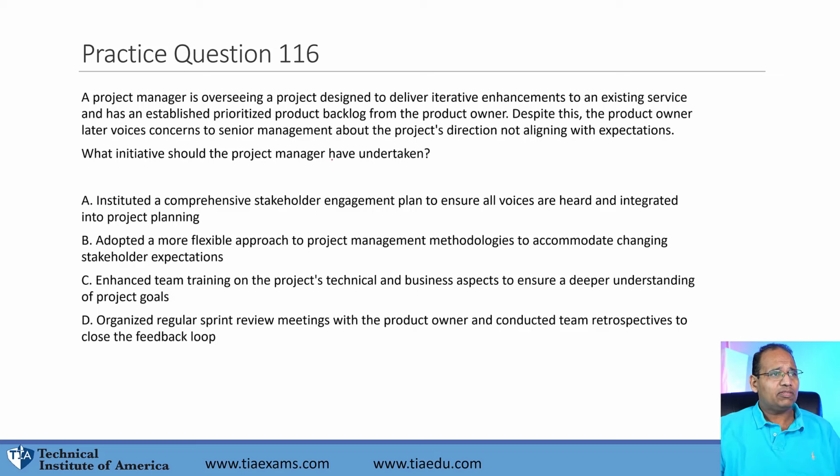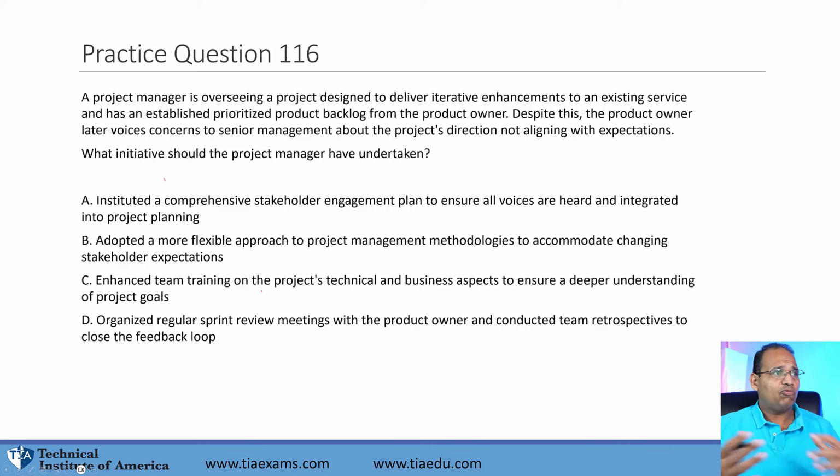What initiative should the project manager have undertaken? All right. So we got a project. The product owner prioritizes the product backlog, but they just don't like the direction that they're going in. What should we do? Institute a comprehensive stakeholder engagement plan to ensure all voices are heard and integrated into project planning. Okay. Adapt a more flexible approach to project management methodologies to accommodate changing stakeholders' expectations. All right. Enhance team training on the project's technical and business aspect to ensure a deeper understanding of project goals. All right. Organize regular sprint review meetings with the product owner and conduct team retrospective to close the feedback loop.